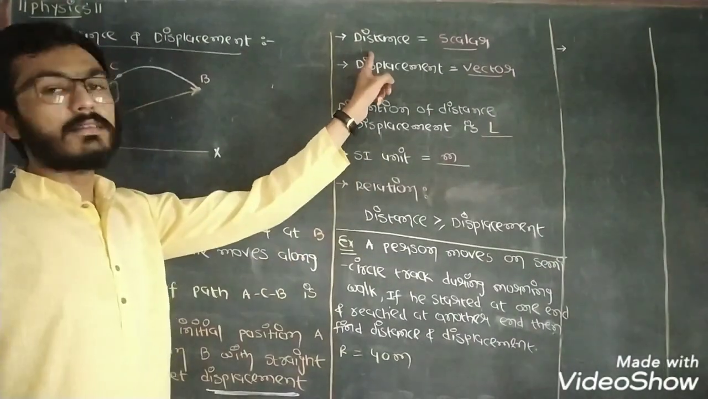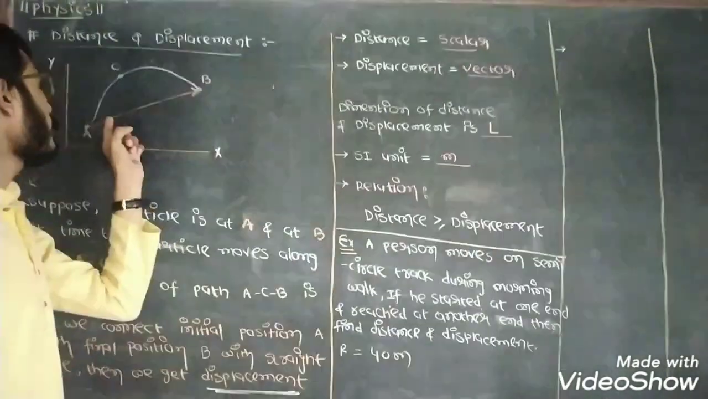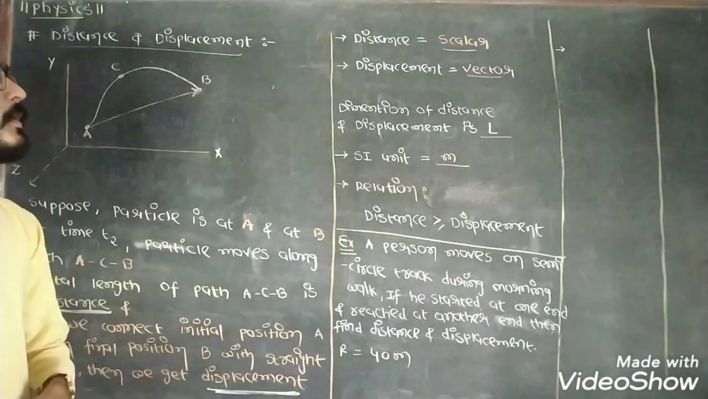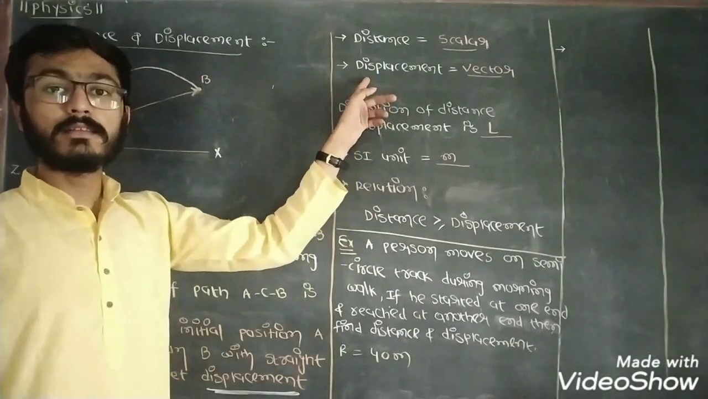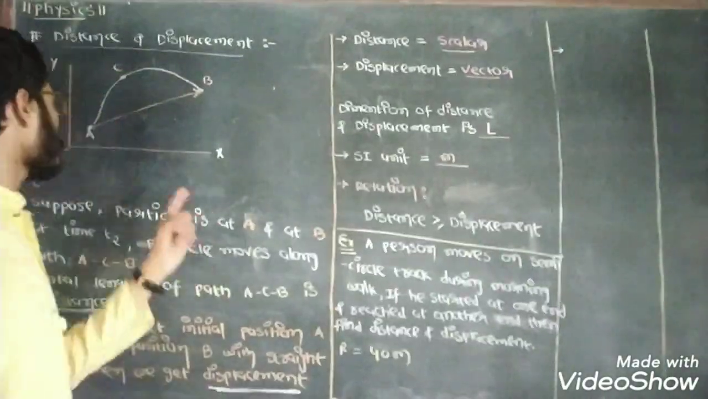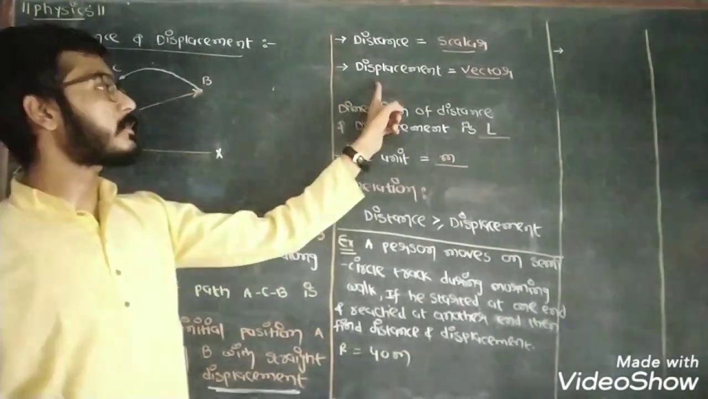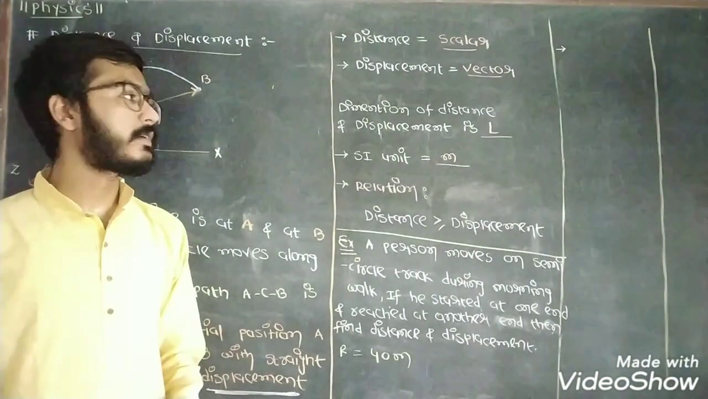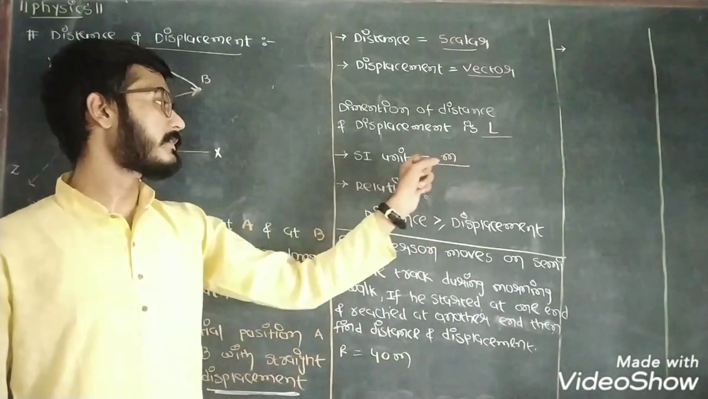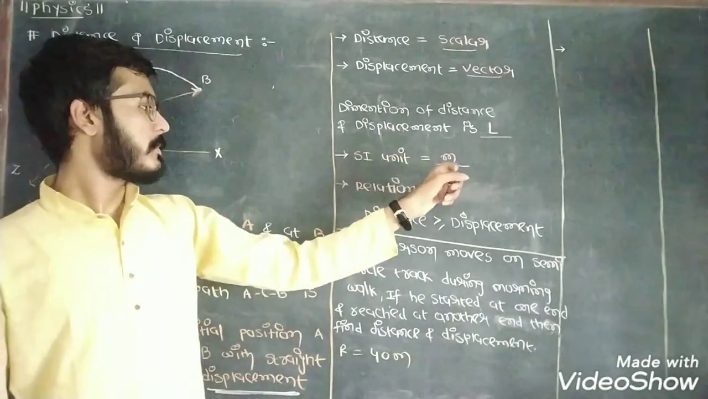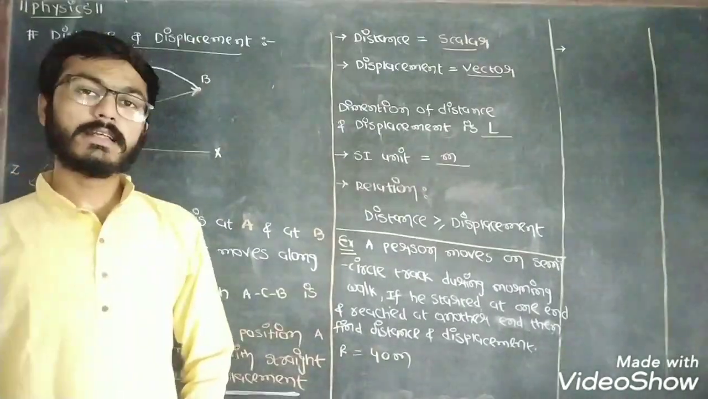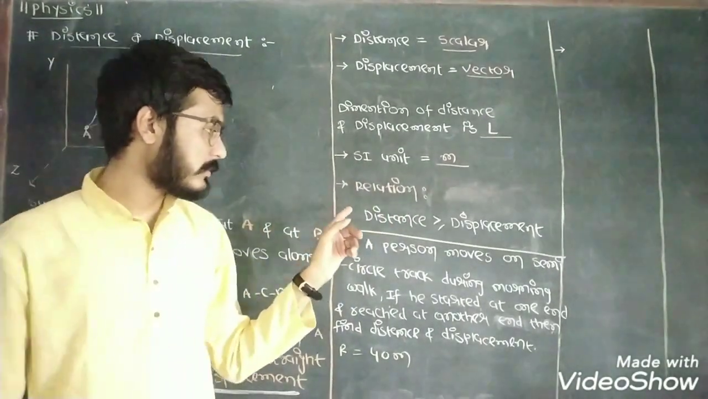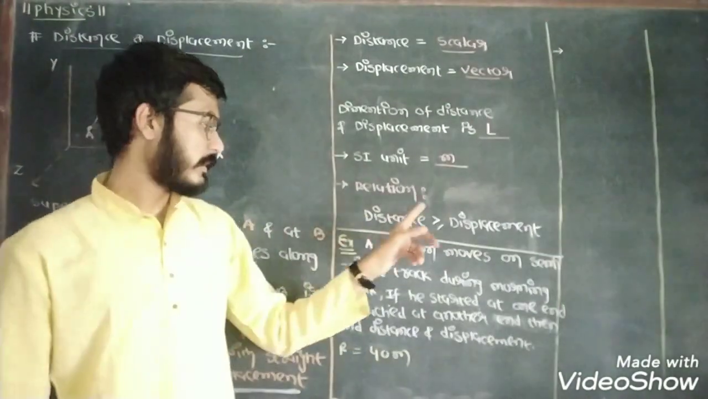So distance is a scalar quantity because it has no specific direction. The direction varies with time, but displacement has a magnitude as well as a specific direction. So displacement is a vector quantity. The dimension of distance and displacement is only length, and the SI unit of distance and displacement is meter. From our last lecture we can say that the relation between distance and displacement is that distance is always greater than or equal to displacement.